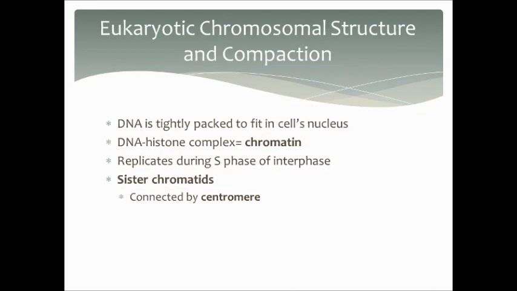The DNA has to be pretty tightly packed to fit in a cell's nucleus. Nuclei are small. DNA, when unraveled, can be quite long. So it has to be condensed and tightly packed to fit within that nucleus. DNA becomes condensed so that it's readily available when needed. When DNA strands wrap around histones, it forms chromatin. This DNA is going to replicate during S phase of interphase. And interphase is the time period prior to mitosis. During interphase, in this S phase, there will be two linked sister chromatids connected by a centromere.